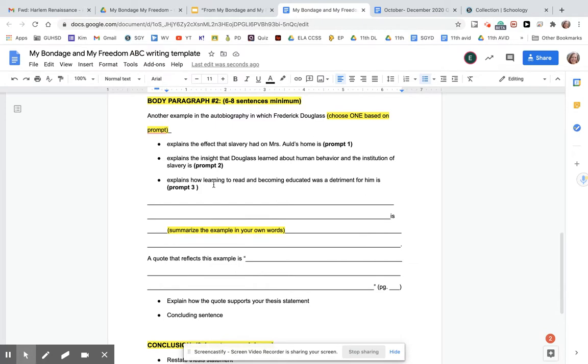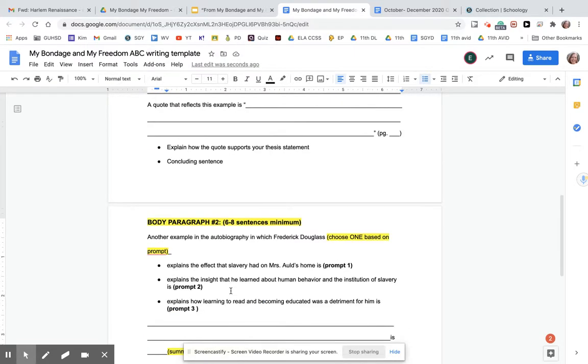Okay, body paragraph number 2. Again, depending on which prompt you use, if you use prompt 1, this is how you'll start it. Another example in the autobiography in which Frederick Douglass explains the effect that slavery had on Mrs. Auld's home, so not her, but the household, is, that's prompt 1. If you're writing about prompt 2, another example in the autobiography in which Frederick Douglass explains the insight that he learned about human behavior and the institution of slavery is, or if you're writing about prompt 3, another example in the autobiography in which Frederick Douglass explains how learning to read and becoming educated was a detriment for him is, summarize, quote, how the quote supports your thesis, concluding sentence.